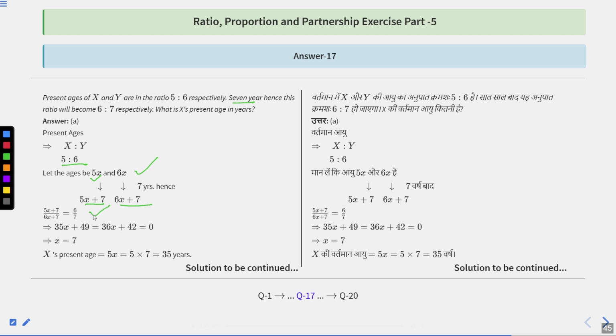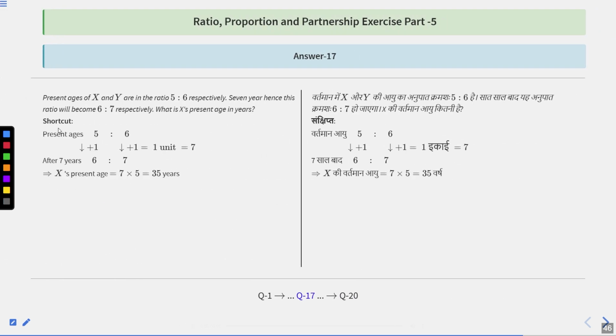So we make this equation: (5x plus 7) upon (6x plus 7) equals 6 upon 7. When we solve this equation, we get x equals 7. So the present age of X is 5x, so we multiply 5 into 7, which becomes 35. Solution to be continued. Now we can use some shortcuts.